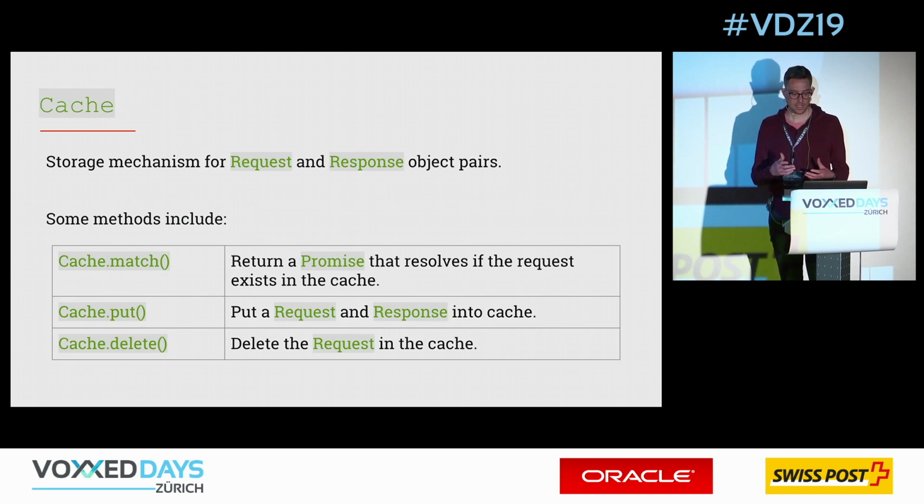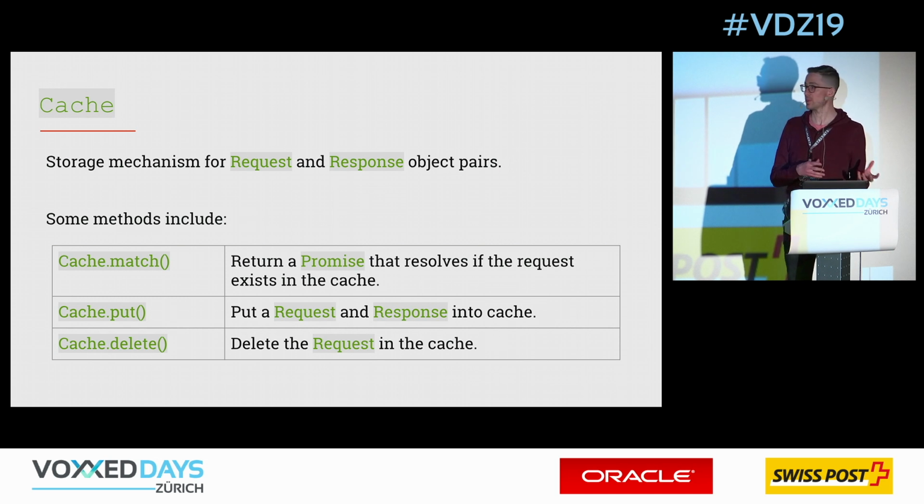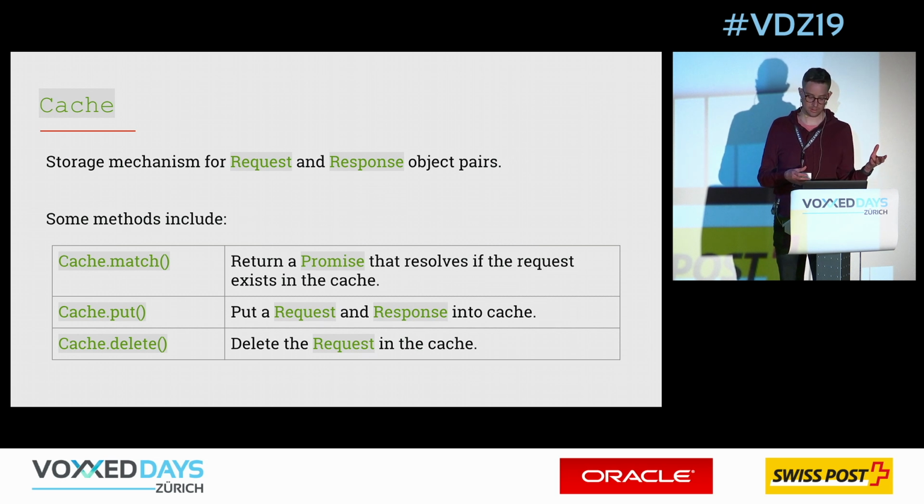The cache class is a storage mechanism, as I said, for request and response pairs. And some of the methods that are included in that include match. So that's going to return a promise that resolves that the request exists in the cache. We'll be able to put things into the cache, and we'll be able to delete things out of the cache.